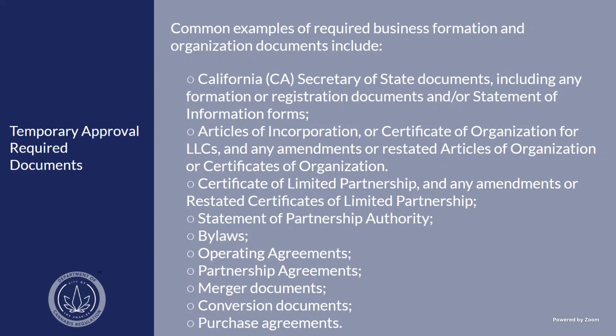If we've already vetted these documents as part of your temporary approval application, and there's no changes between the documents that we've already reviewed and approved and the documents you upload to our legal business entity record, there are no additional fees for creating the legal business entity record. And then of course, we'll mark those documents as approved on the legal business entity record, which will expedite the processing of your annual application.